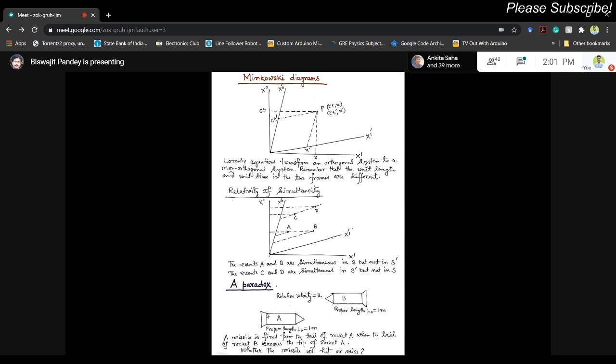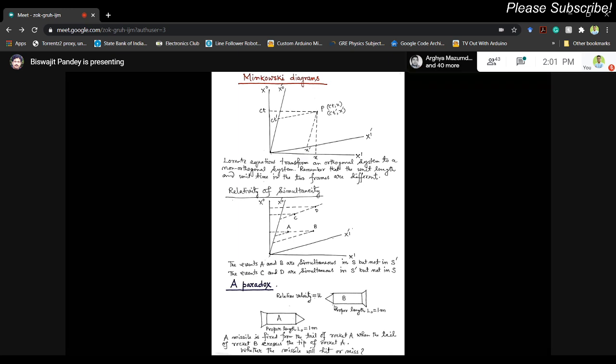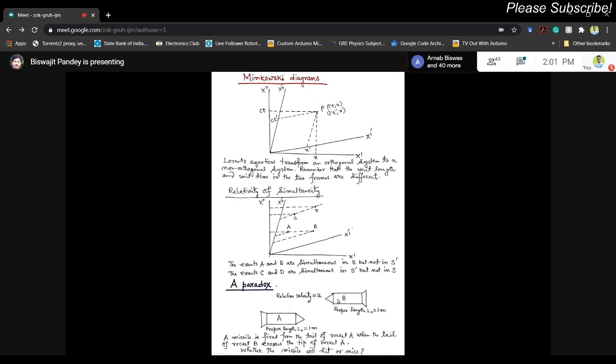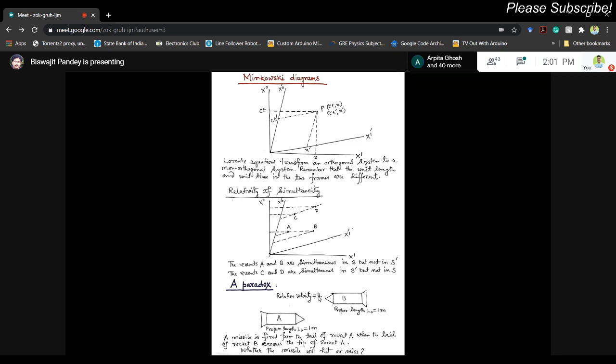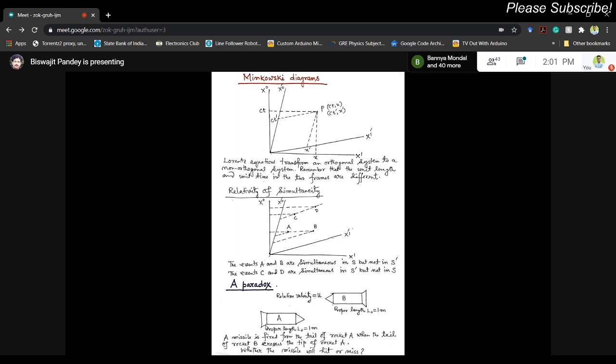So suppose you imagine two rockets, A and B, each of proper length. You remember, the proper length of A and B are 1 meter. Both have equal length in the rest frame. Now imagine both of them are moving in opposite directions, and they have a relative velocity u. These are the input information that is given to you. Now, a missile is fired from the tail of rocket A as soon as the tail of rocket B crosses the tip of rocket A.